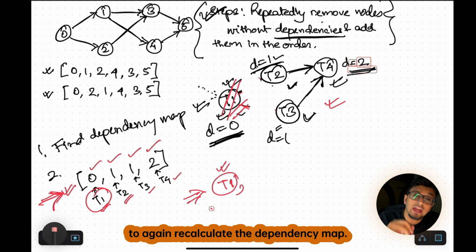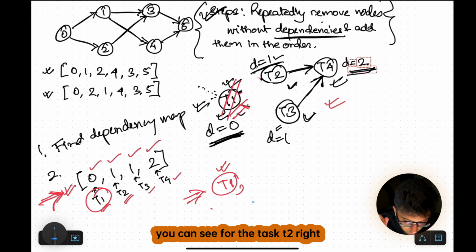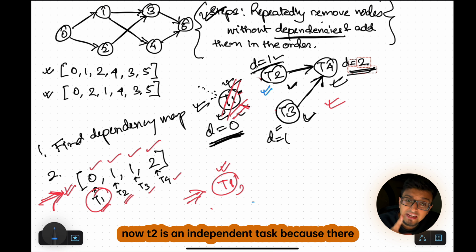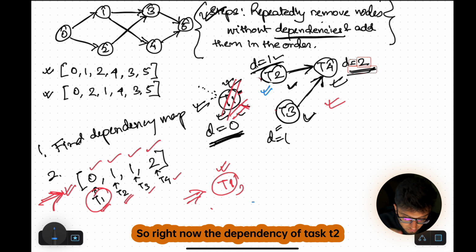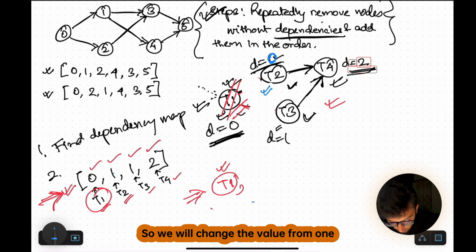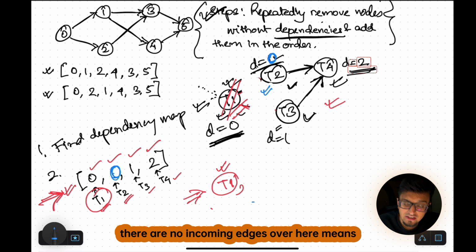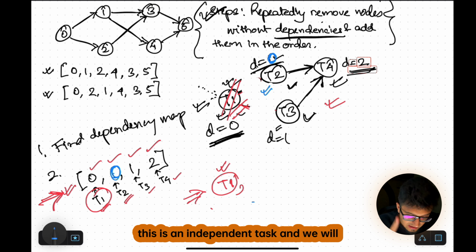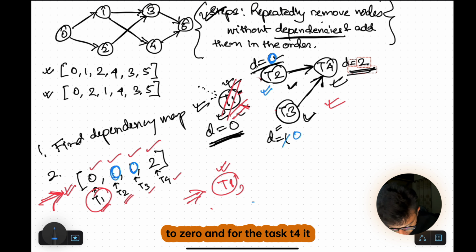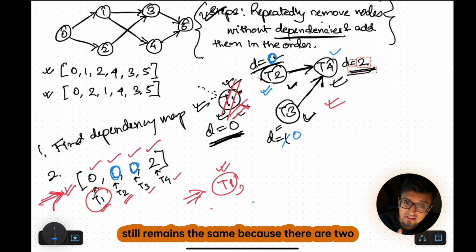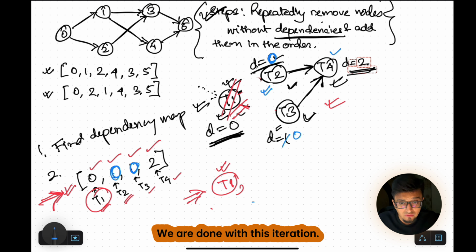Now what we have to do, we have to again recalculate the dependency map. So here if you recalculate the map again, you can see for the task T2, right now T2 is an independent task because there are no incoming edges. So right now the dependency of task T2 is 0. So we will change the value from 1 to 0, right? Again for the task T3, there are no incoming edges over here, means this is an independent task and we will change the value from 1 to 0. So here also we will change from 1 to 0. And for the task T4, it still remains the same because there are two incoming edges still there. So it will remain 2 as is. We are done with this iteration.